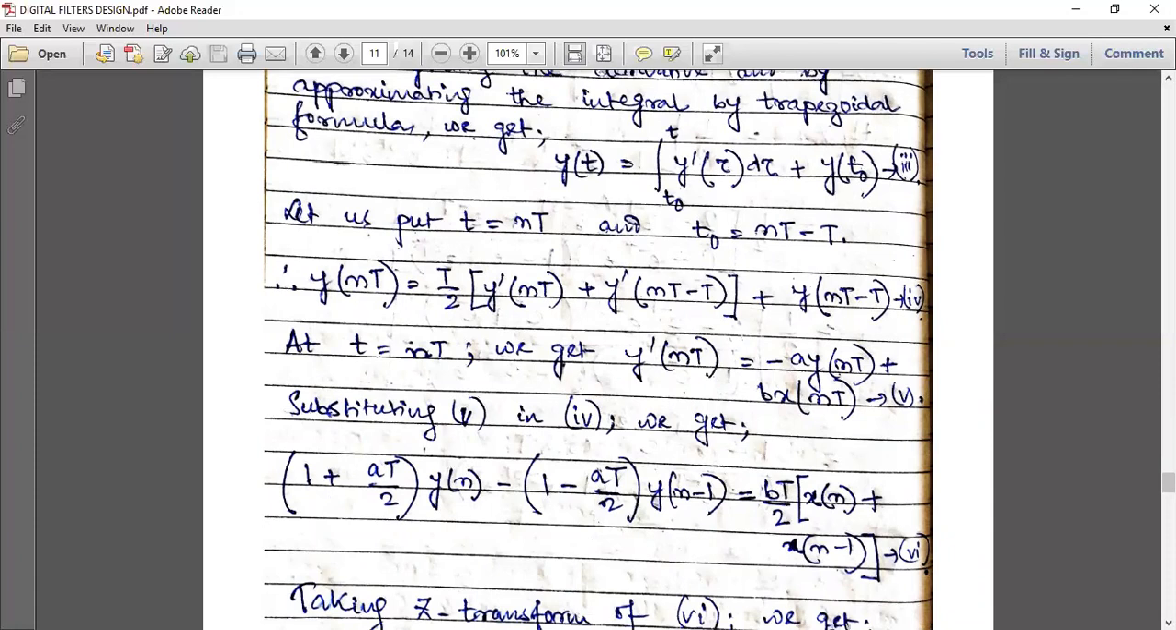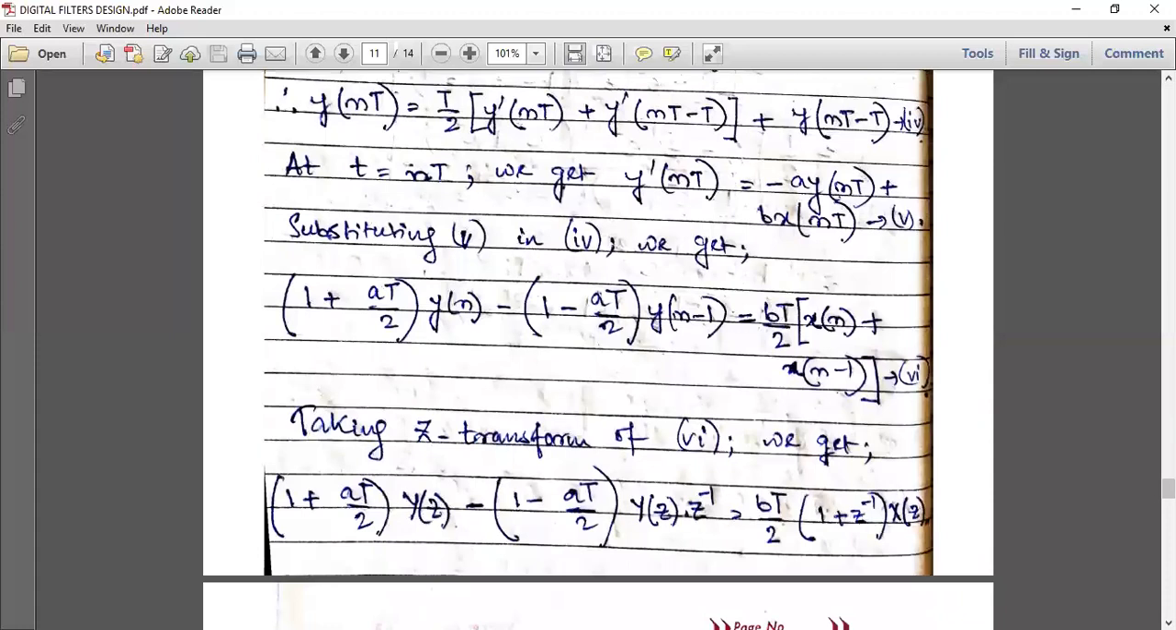Simple z transform. So what will be the answer? The answer will be, you see, this (1 + aT/2) y(n) will turn to Y(z), minus (1 minus aT/2) y(n minus 1) will turn to Y(z) into z to the power minus 1, equal to bT/2 into x(n) plus x(n minus 1) will turn to (1 + z to the power minus 1) into X(z), meaning actually X(z) plus X(z) into z inverse.